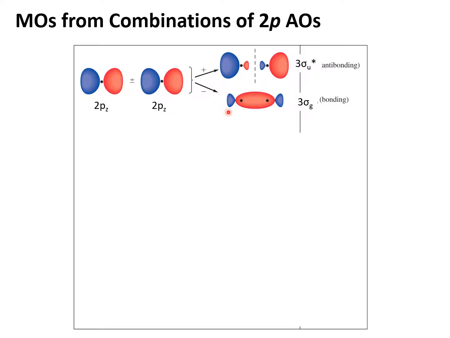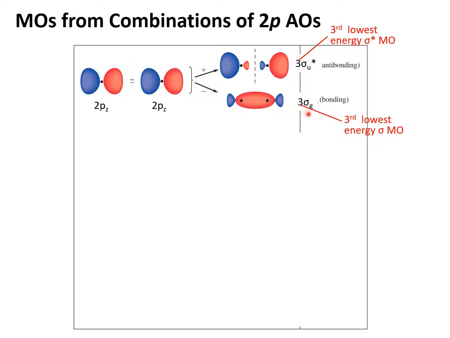for the bonding MO that results from constructive interference of the 2pz atomic orbitals, or destructively, as shown above, which shows the antibonding molecular orbital that results from destructive interference of the 2pz atomic orbitals. The notation for the bonding and antibonding MOs is 3 sigma g, and 3 because it is the third lowest energy sigma molecular orbital. And the antibonding MO is denoted 3 sigma u star, and this is because this is the third lowest energy sigma antibonding molecular orbital.